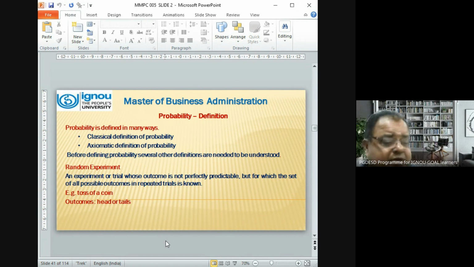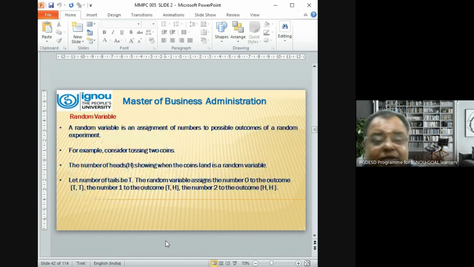First one is random experiment. An experiment or a trial whose outcome is not perfectly predictable, but for which the set of all possible outcomes is known on repeated trial, is known as a random experiment. For example, toss of a coin. Outcomes are head or tails. Nothing else will come; the coin will not stand.